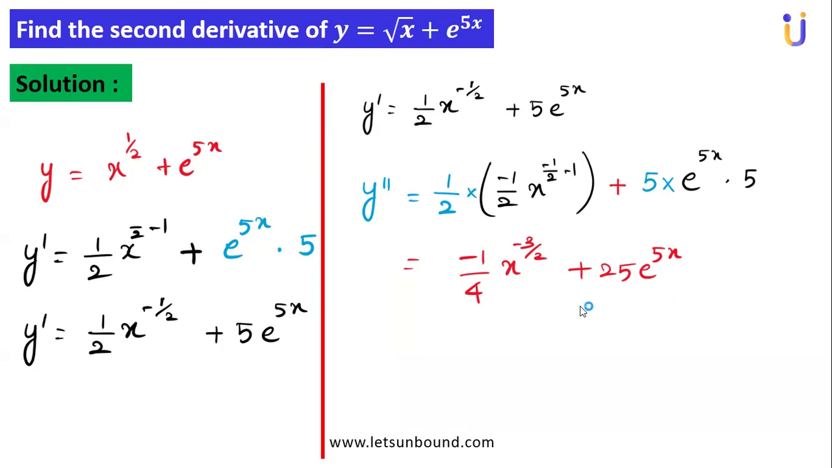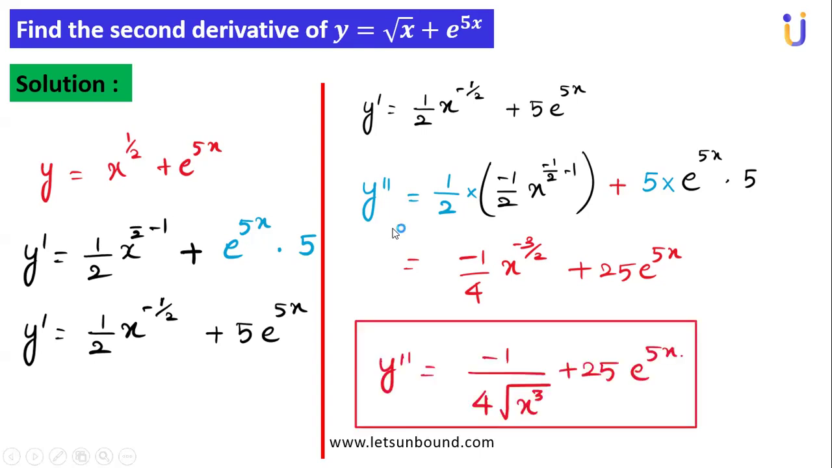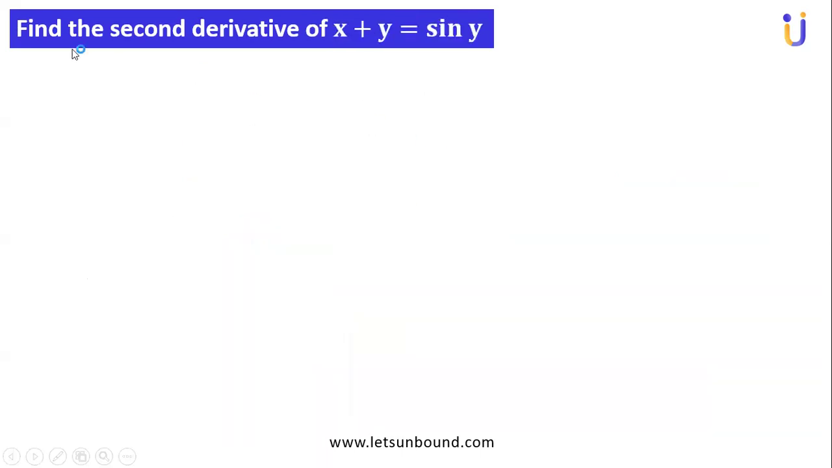That's the simple second derivative. If you want third derivative, you just apply the differentiation for the y double dash, right? And that's the thing. Now, one more function. For implicit differentiation, also we need to find second derivative. x plus y equals sine y.